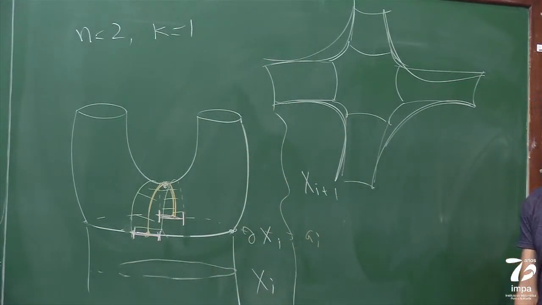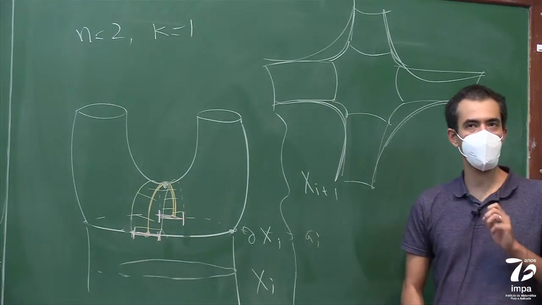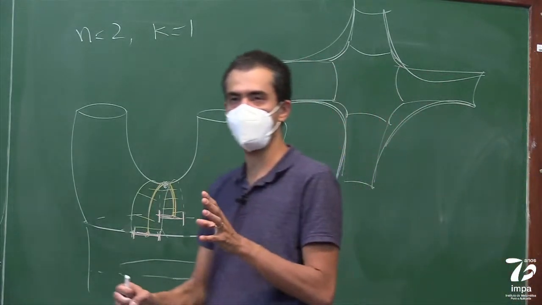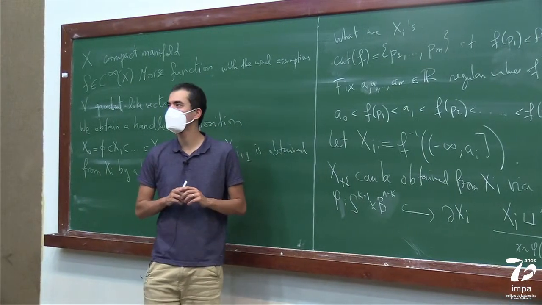But anyway, I still think that it's simpler to just attach handles and then kind of smoothen the corners. So from a topological viewpoint, it's good enough, and it's much simpler to understand. Okay, so that's the handle attachment process.